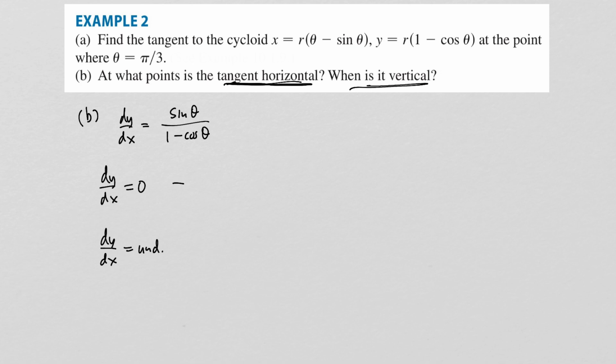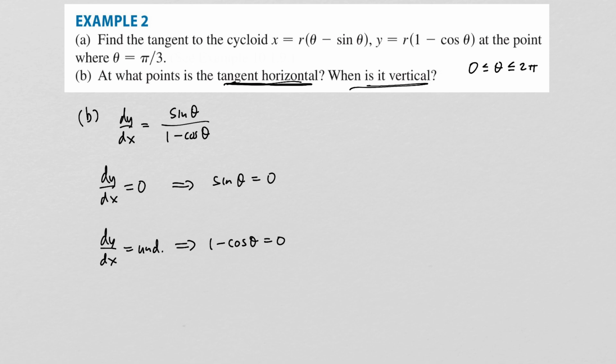So when is dy/dx going to be 0? That's going to happen when the numerator is 0. And when is dy/dx going to be undefined? That will happen when the denominator is 0. Now we're only going to do this from 0 to 2 pi.